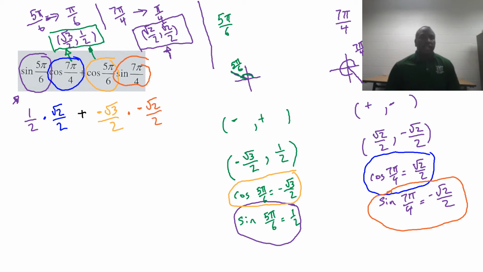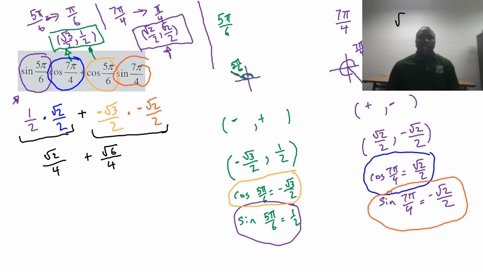The rest of this work is basically just going to be us multiplying and adding. When we do this part, 1 times radical 2 is radical 2, and 2 times 2 is 4. When we do this part, a negative times a negative is a positive, and 3 times 2 is 6, so that's going to be radical 6 over 4.